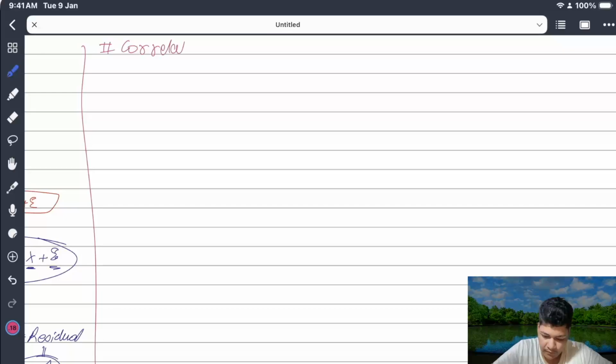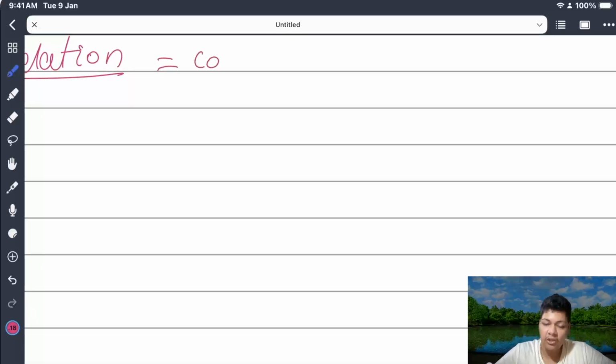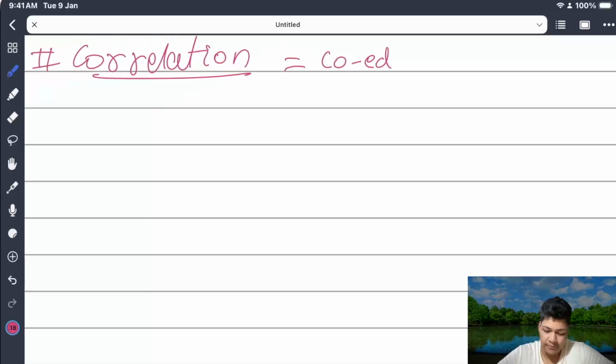Okay. What is the correlation? Co plus relation means you have a relationship between multiple variables. Anything with co, like co-ed. What does a co-ed school mean? The school with boys and girls as well, between a boys school and a girls school. Similarly is correlation. That is, they might appear together. Who will appear? The variables. Variables will appear together.